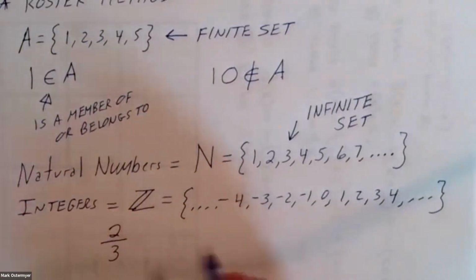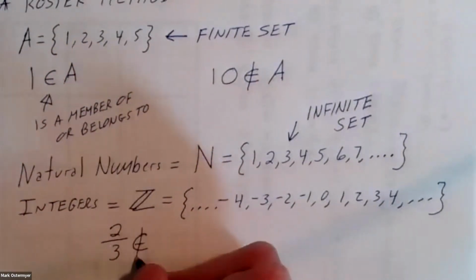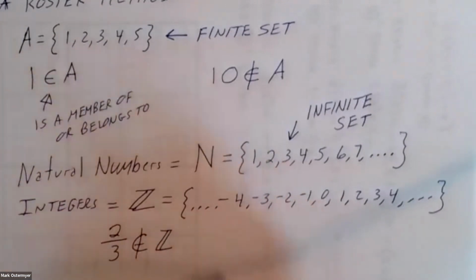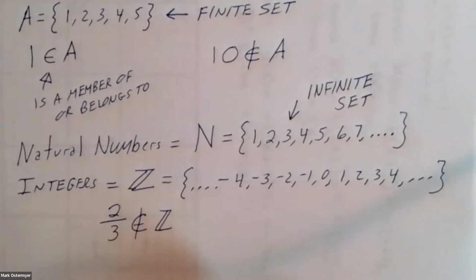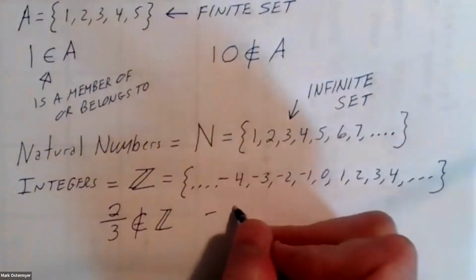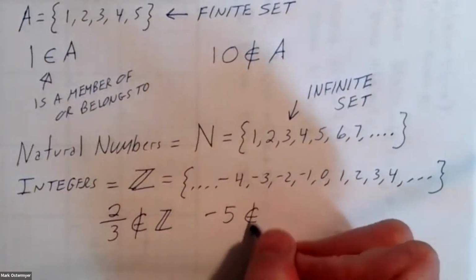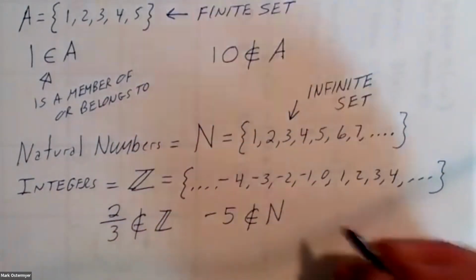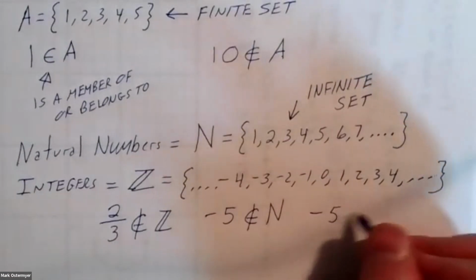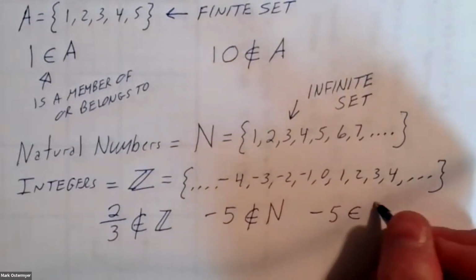2/3 is not an integer. So we would say 2/3 would not belong to the set of integers or would not be an element of the set of integers. Just like -5 would not be an element or would not belong to the set of counting numbers or natural numbers. But -5 would belong to the set of integers.